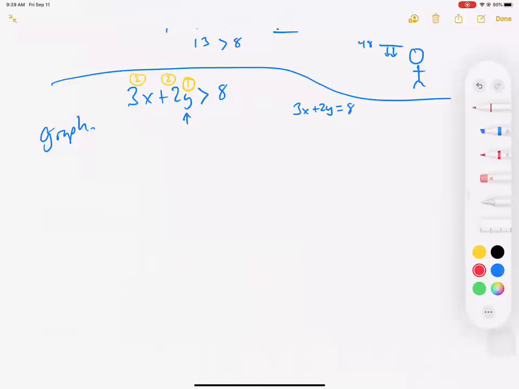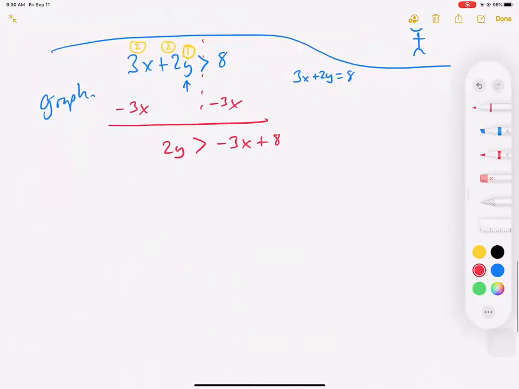So we minus 3x from both sides. Remember, we're moving it to the other side. This is on my little imaginary border. 2y is greater than negative 3x plus 8. Let me do a follow-up here. We have to solve for y.